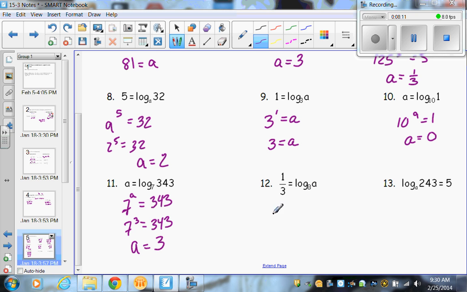Number 12, your base is 8. Your exponent is 1/3. And type this in your calculator, and you will see that a is 2.